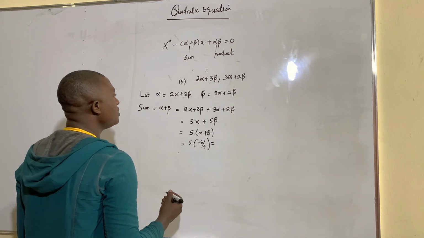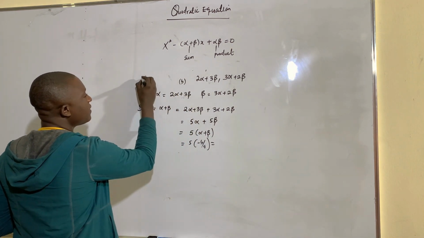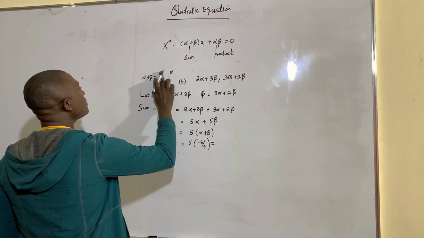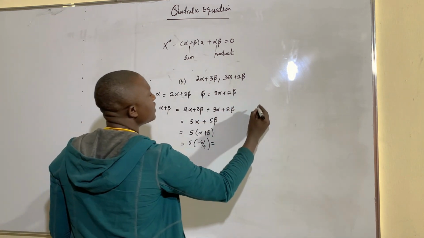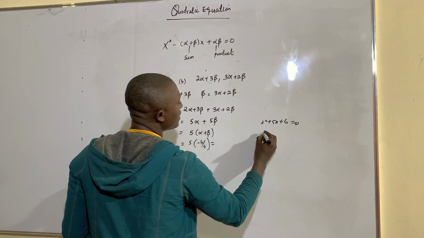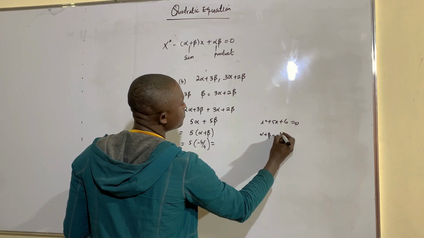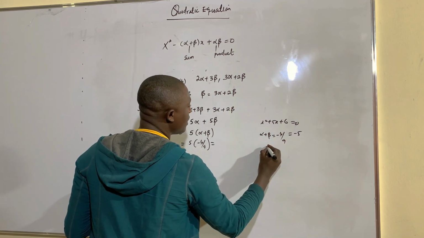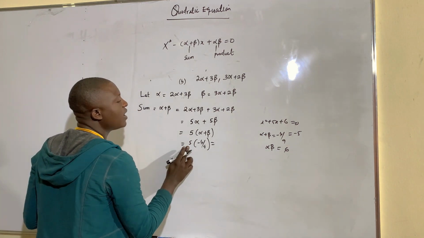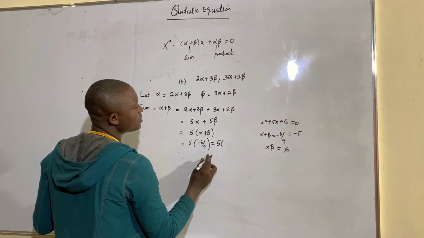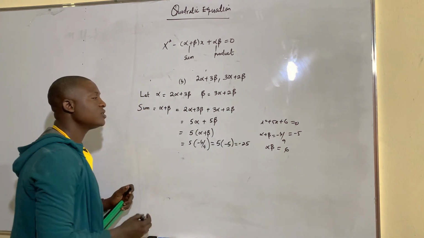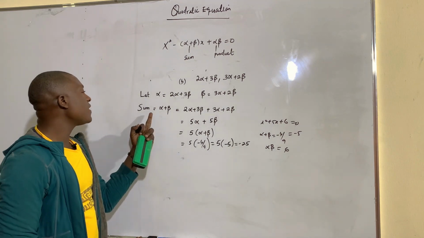We have alpha plus beta to be 5... okay, from the problem, just quickly write it here. We have x squared plus 5x plus 6 equal to 0. We said alpha plus beta is minus b over a, that is minus 5, and alpha beta is 6. So I can substitute it now. I can have 5, bracket of this one, which is minus 5. So that's going to give us minus 25. You can see it's straightforward. So we have gotten the sum.